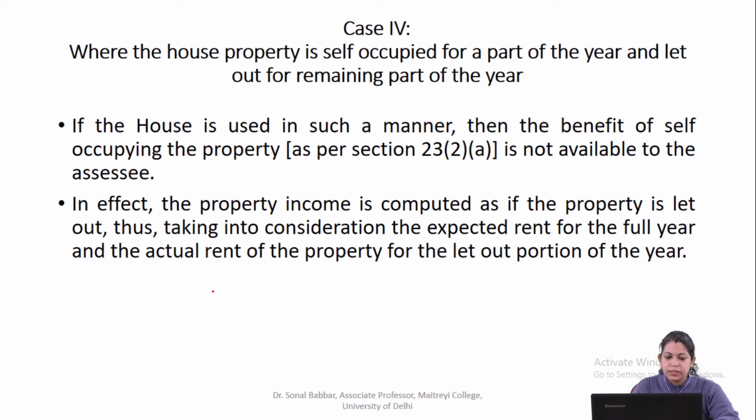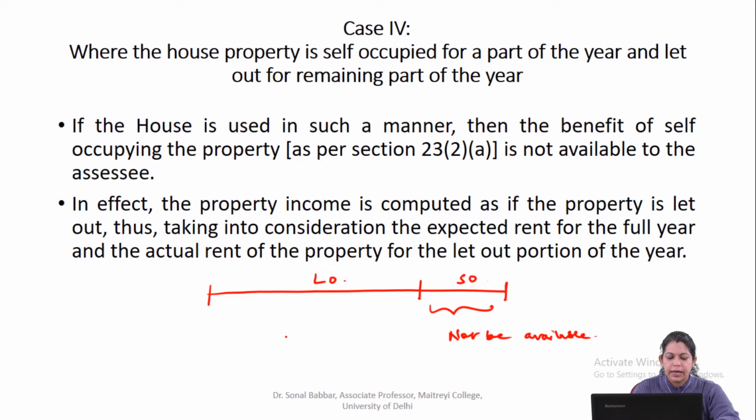the year. So here we are saying that during a previous year, the property is let out for some portion and self-occupied for some portion. So the benefit of self-occupied will not be available to the assessee, and it will be considered to be a let out property.